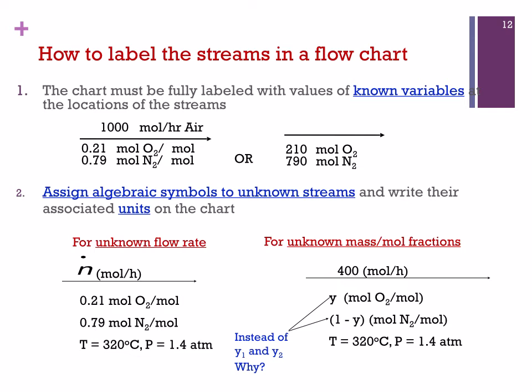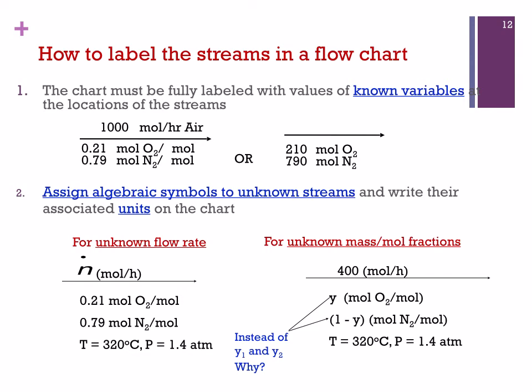Next, if we have a question whereby we do not know the stream information, we have to assign algebraic symbols for the unknown streams. Later on, we will see which symbols should be used for what. And also we have to put the associated unit. So the first example is unknown flow rate. If given an unknown mole flow rate, we have to put the letter N naught.